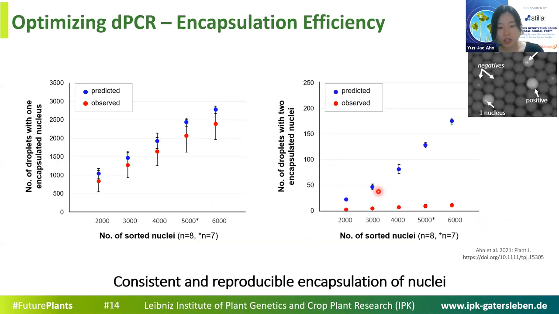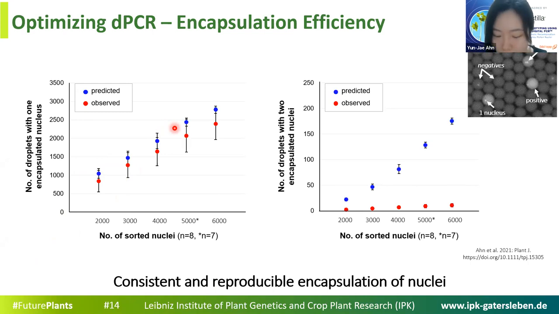And after checking that this system is suitable for us and we can work with it, we wanted to optimize our setup further. So the first thing we checked was the encapsulation efficiency. You can see in this first graph here, we flow sorted different numbers of nuclei into one chamber from 2000 to 6000. And we counted the number of droplets with one encapsulated nucleus, which is what we wanted to see. The red dots are the average observed number of droplets with a single nucleus, and the blue dots are the predicted number of droplets with one encapsulated nucleus calculated by Poisson distribution.